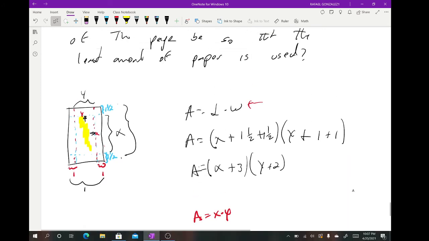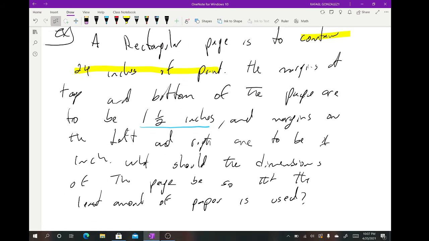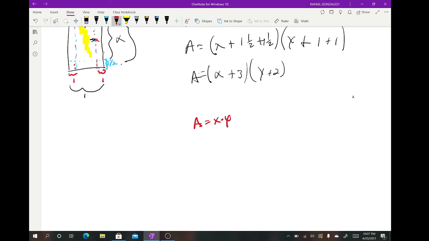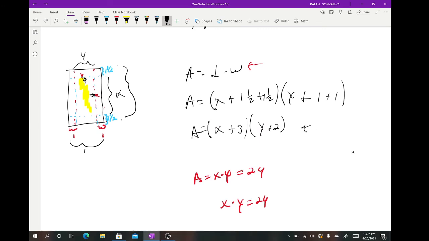But now we also know something about that area of the inside. We want it to contain 24 inches of print. So it simply means that x times y is equal to 24. Now, notice we have our primary equation, which is this. This relates the entire problem. And then we have a secondary equation for the inner piece. Both of them are in terms of x and y.